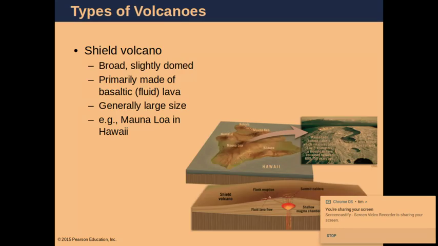So, different types of volcanoes. We have shield volcanoes, which are very, very large. These are the biggest, but they're more slightly domed and very broad, mostly made of basaltic lava. Mauna Loa in Hawaii, which is basically on the same island that Kilauea is on, is an example of this. And Mauna Loa is actually the largest mountain in the world if you start from the base all the way up to the top, because it starts at the bottom of the ocean.